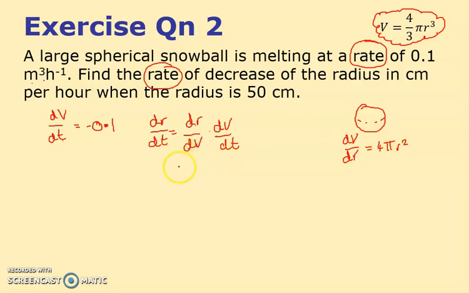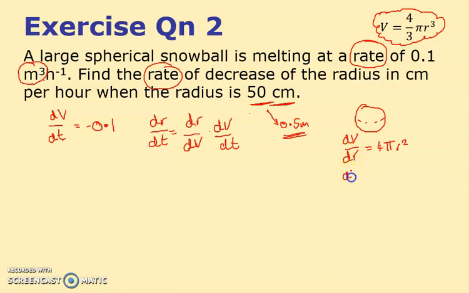Find the rate of decrease. Well, again, it says when the radius is 50. But it does say 50 centimetres. And of course the original question was all to do with cubic metres. So I think I might have to be a bit careful here. I'm going to say this is 0.5 metres. That's the easiest conversion to do. And that's probably going to save me when I'm doing this.